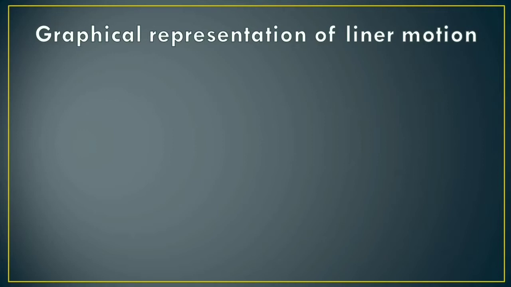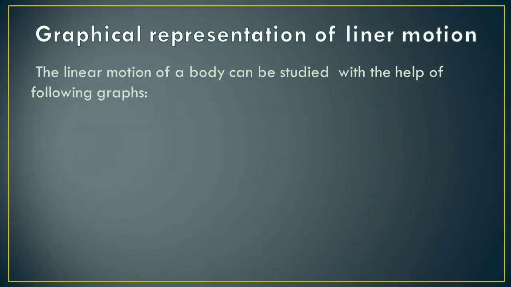So graphical representation of linear motion is when a moving body changes its position continuously with time. The simplest way to describe the motion of this moving body is by using a graph. So a graph is very useful in studying the linear motion of a body. It presents data in a compact or short form. It also makes the comparison of different sets of data easy.